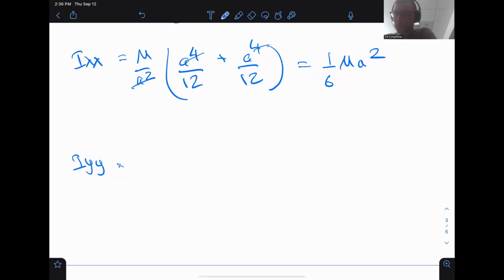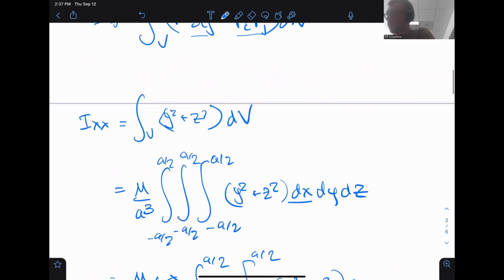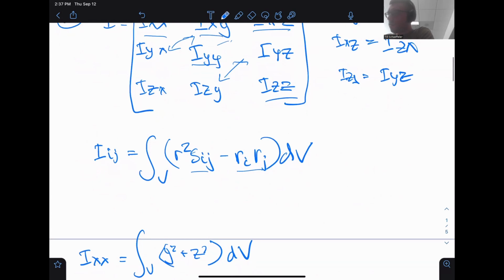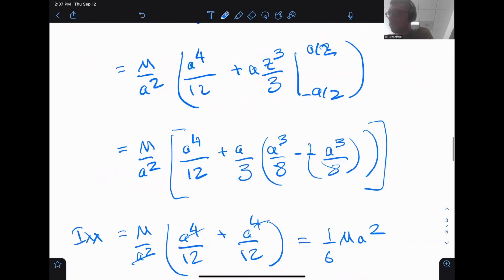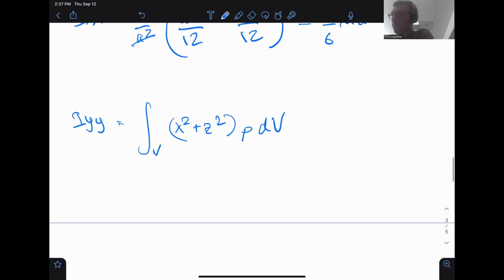Iyy is now, if we look back at the formula, y gives you 1 from the delta function, so it's r squared minus y squared. So that's x squared plus z squared now, instead of whatever it was before. Integrate over the entire volume again.